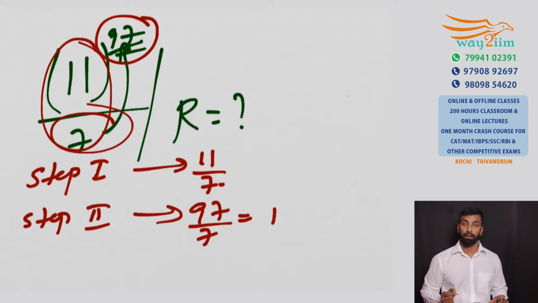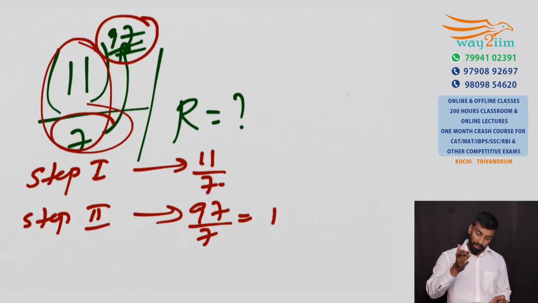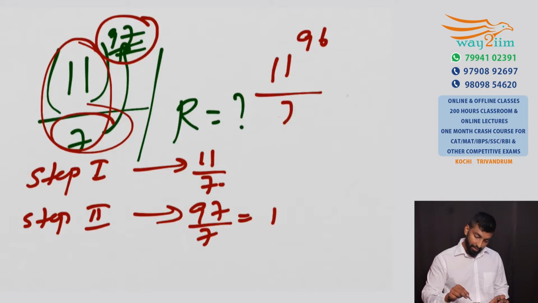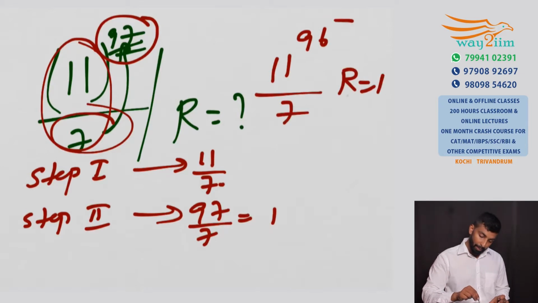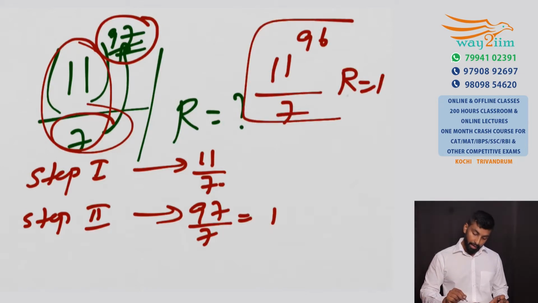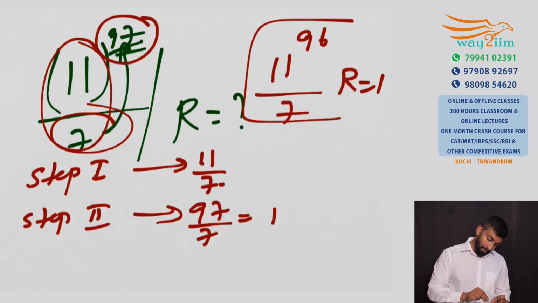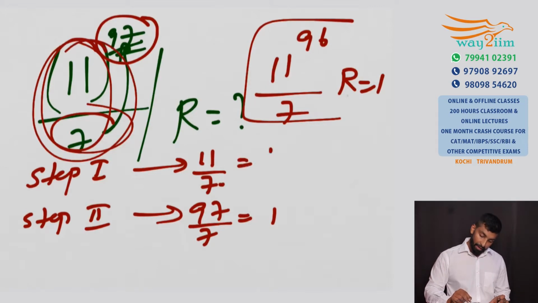You will get remainder 1. So up to 96, what does it mean? Up to 96 it gets cancelled because you are going to get remainder 1. We are applying our theorem. It's like this: 11 raised to 96 by 7 will give you remainder 1. What we applied is Fermat's theorem, that we understood. Now how much is left out? 11 by 7 is left out. That's what we are actually going to do. So here in step 1 we found 11 by 7. What is the remainder? 4. Now step 3 is your answer.